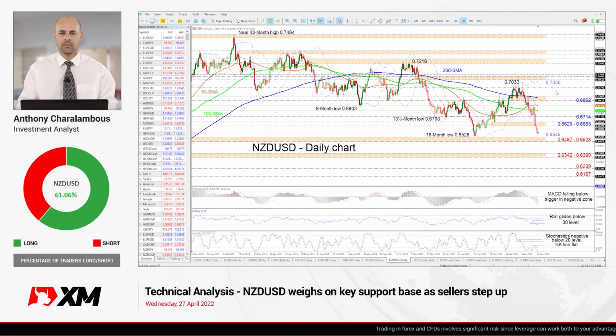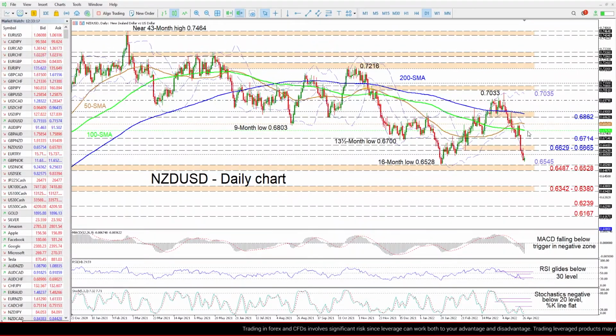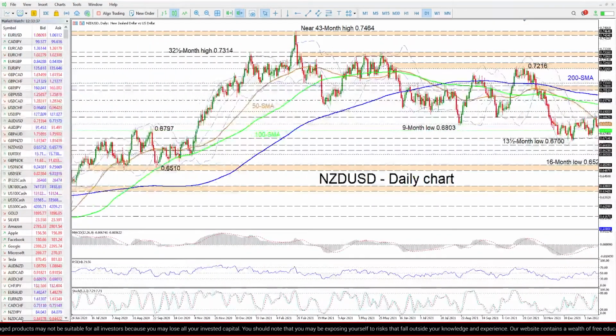Today we're looking at NZDUSD on the daily chart. So zooming in, we can see that Kiwi is tracing the lower Bollinger Band and is just shy of retesting the 16-month low of 0.6528, which is the upper border of the critical 0.6487 to 0.6528 foundation, molded by the troughs over the mid July until end of September 2020 period, as we can see over here.